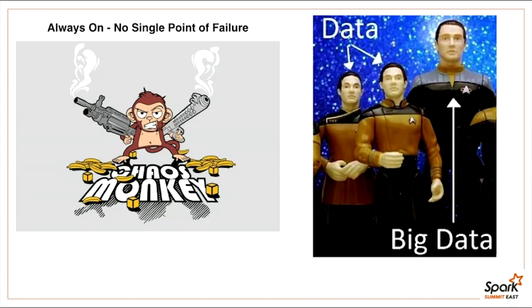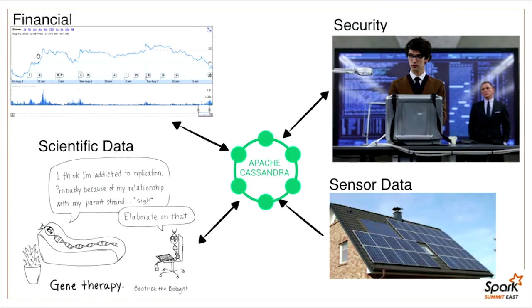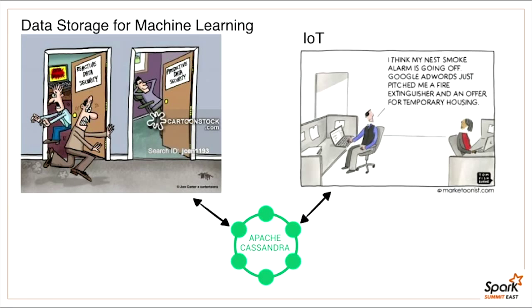Oh, I know why, because we specialize in working with big data use cases. I have to blame my teammate for that. Some of the use cases for Cassandra are with financial data, for security, sensor data, scientific data. Also, data storage for machine learning and Internet of Things. Very useful for that.